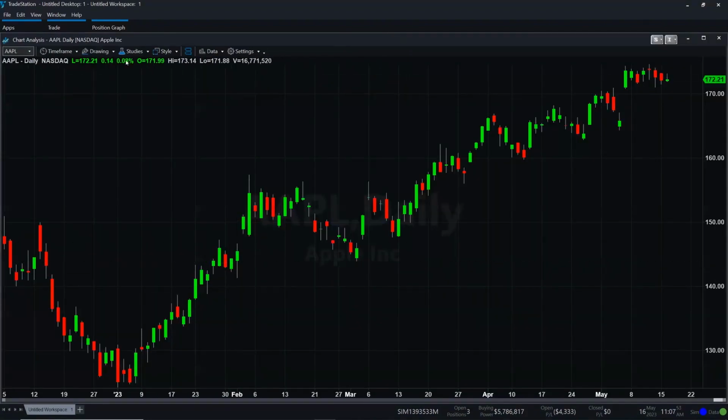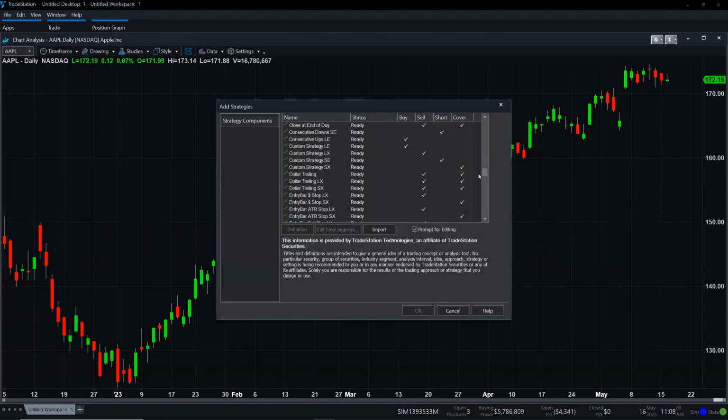This is a chart of Apple. I'm going to go to studies and add strategy. We're going to use one of the canned strategies that comes with the TradeStation platform. We have dozens of those strategies, and today let's focus on the MACD strategy. We have two of them. One will generate long entries and the other generates short entries.